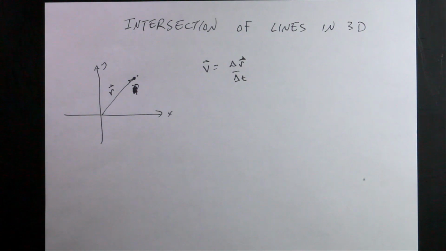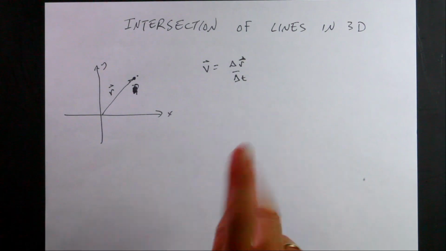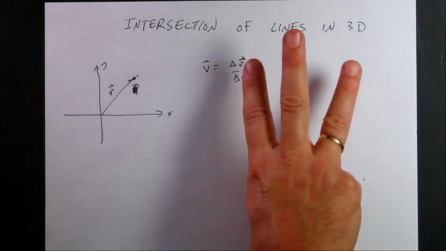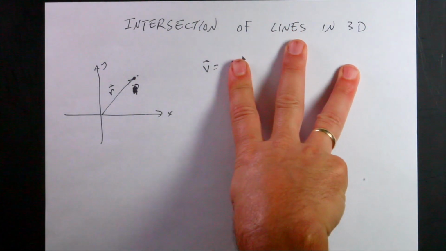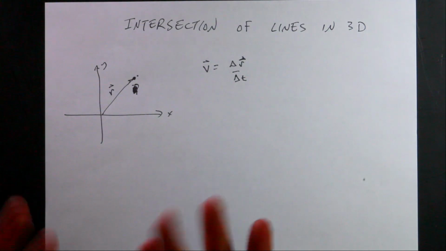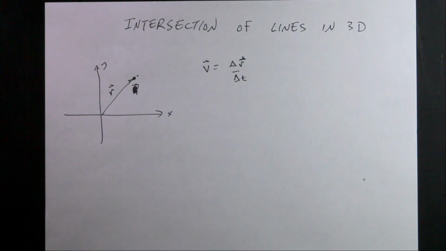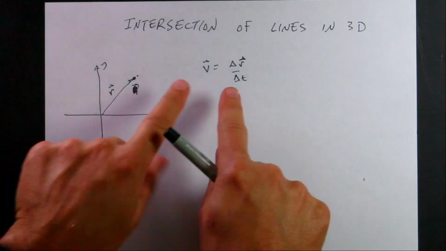How do you find the intersection point for two lines in 3D? That's what I'm going to do. This isn't really a physics question, but I'm a physicist and I like to approach this from a physics perspective, and I think that helps us understand it. So I'm going to solve a problem.